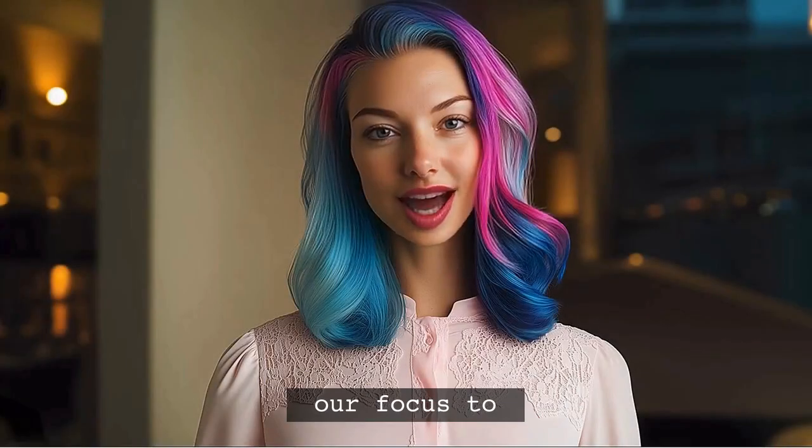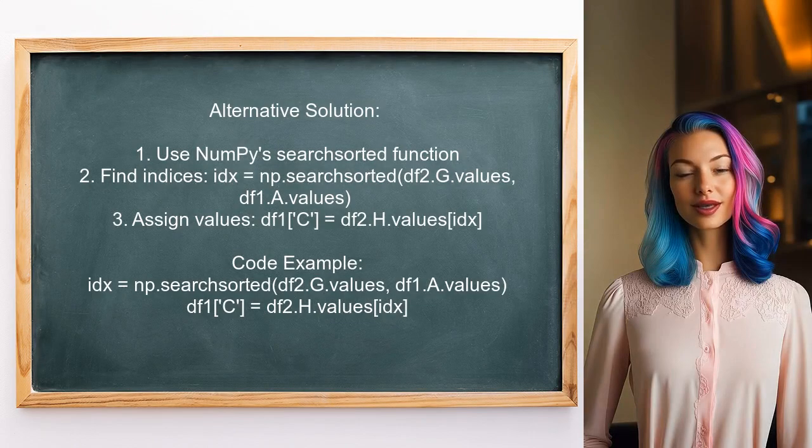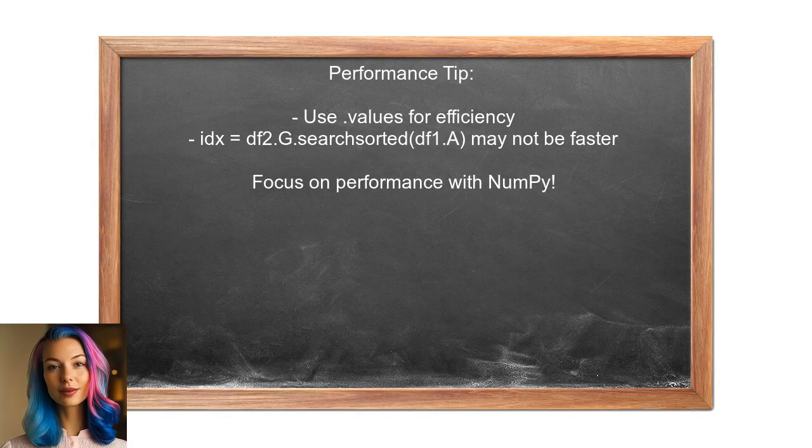Now, let's shift our focus to a different response. An alternative approach suggested by a user involves using NumPy for a vectorized solution. They recommend using the searchsorted function to find the indices where the values of df1.a match df2.g. The user notes that while you could compute idx using df2.g.searchsorted(df1.a), it may not be more efficient. They emphasize using the .values attribute for better performance.